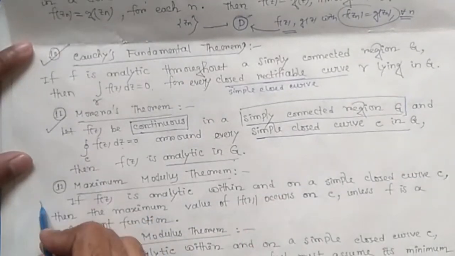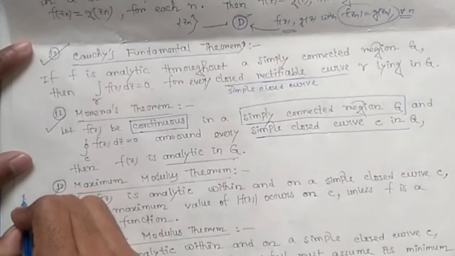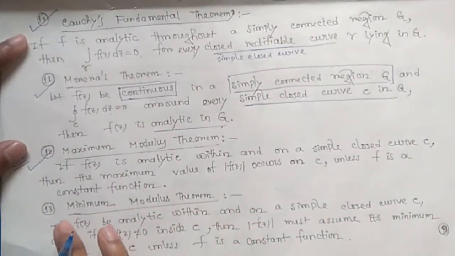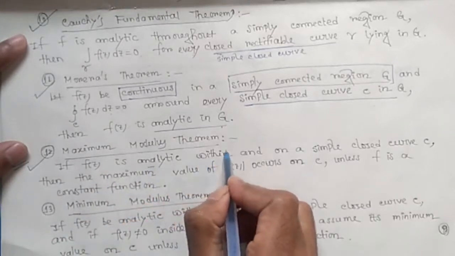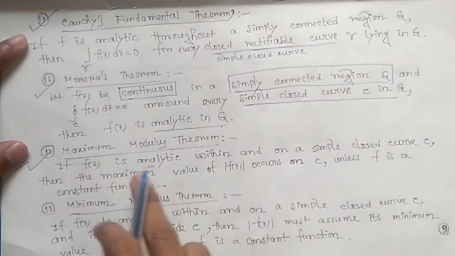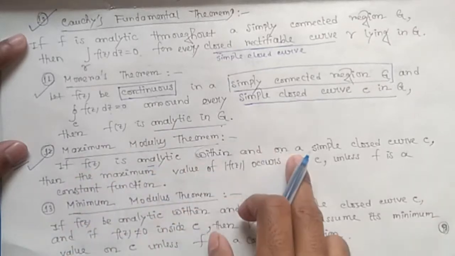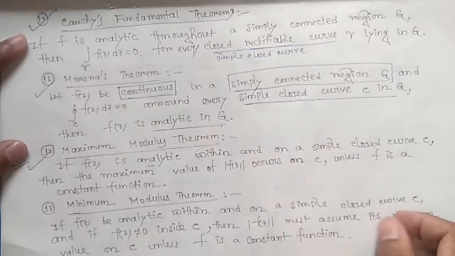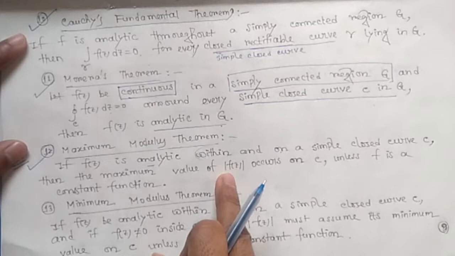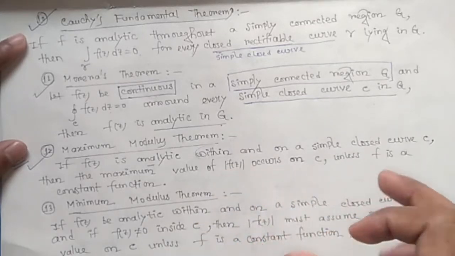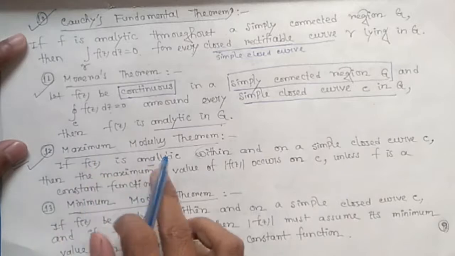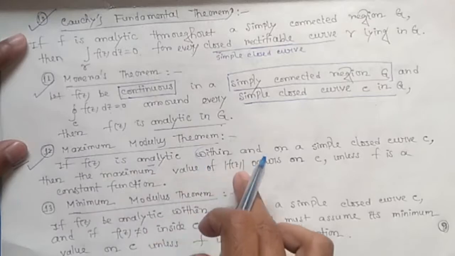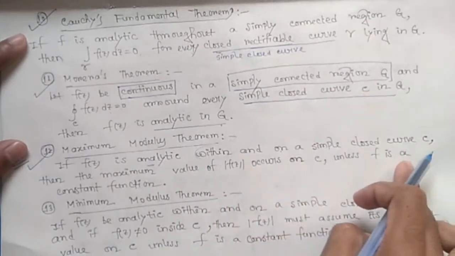Next, the maximum modulus theorem. This is very important. This theorem says that if f(z) is analytic within and on a simple closed curve C, then the maximum value of mod f(z) occurs only on C, that is the boundary of C, unless f is a constant function.